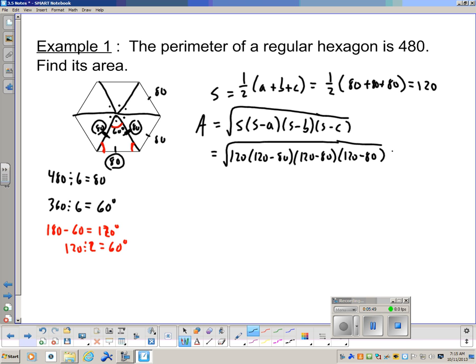And when I do that, I end up getting about 2,771.3. And the total area, I'll just say area of hex. Area of the hex ends up being 2,771.3. And I got to take that times 6 because there's 6 triangles in there. This area only gave me the area of one triangle. We're trying to find the area of the hexagon. So we end up 16,627.8 about.